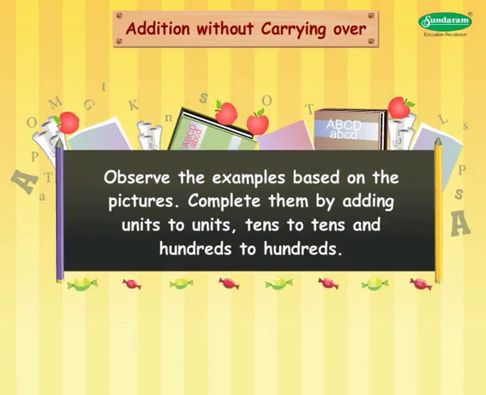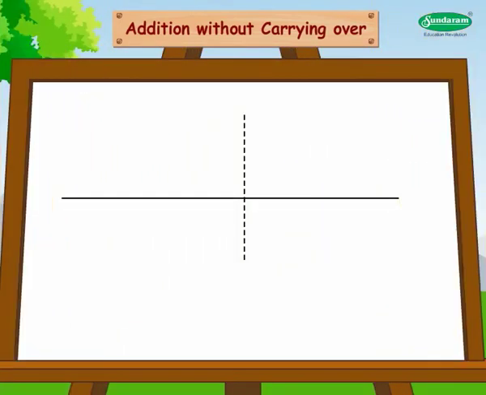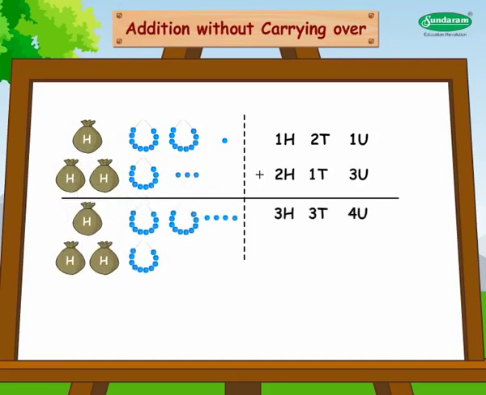Observe the examples based on the pictures. Complete them by adding units to units, tens to tens, and hundreds to hundreds. 1 hundred, 2 tens, 1 unit plus 2 hundreds, 1 ten, 3 units is equal to 3 hundreds, 3 tens, 4 units.